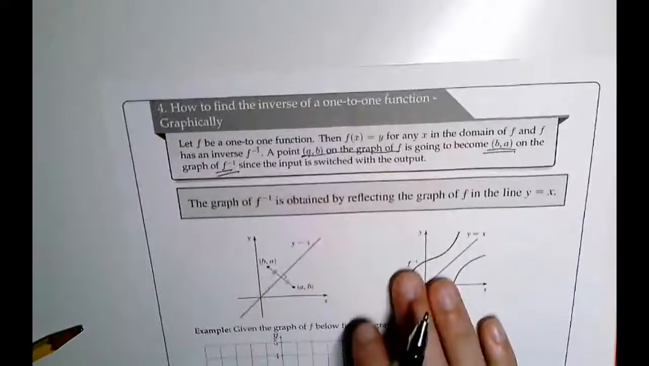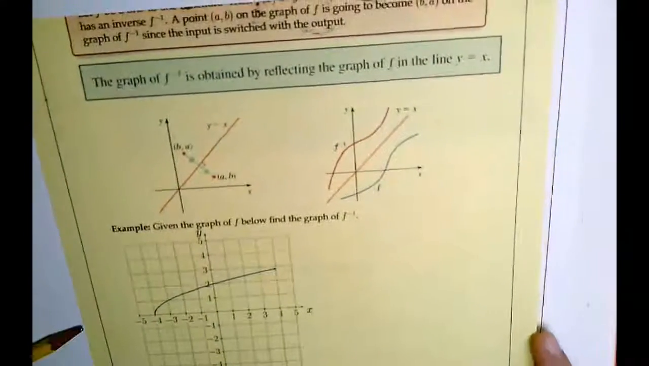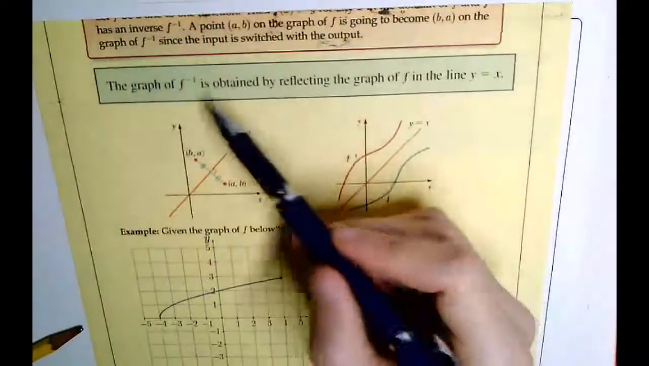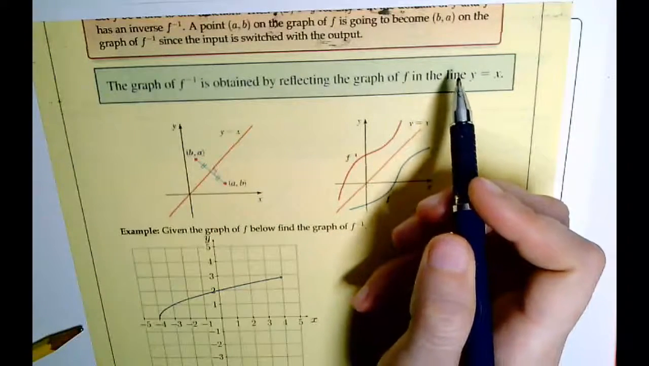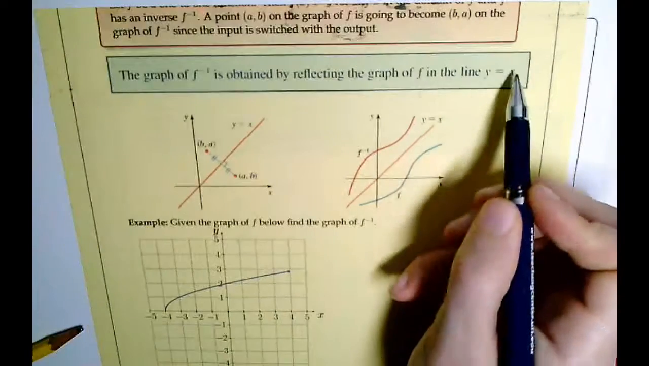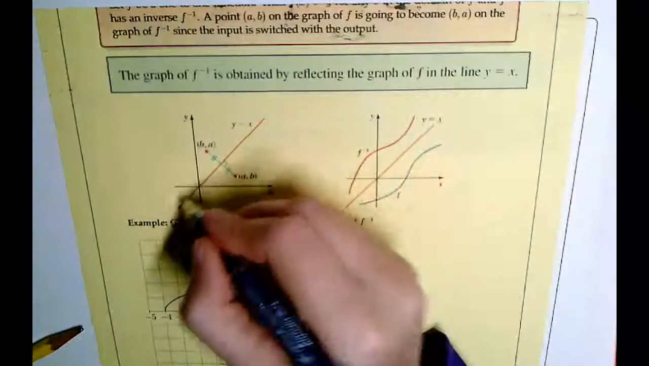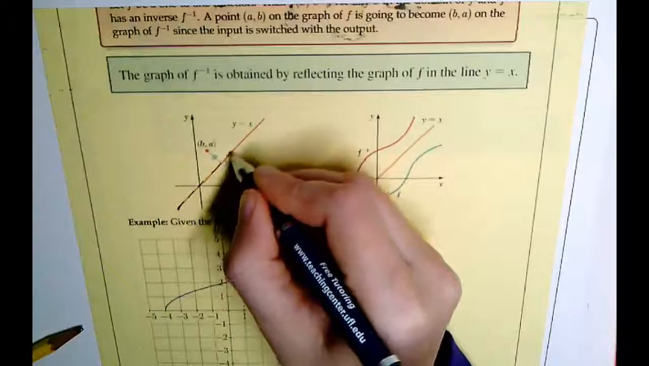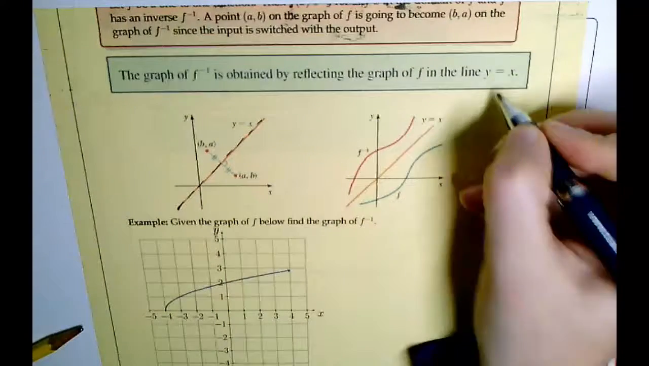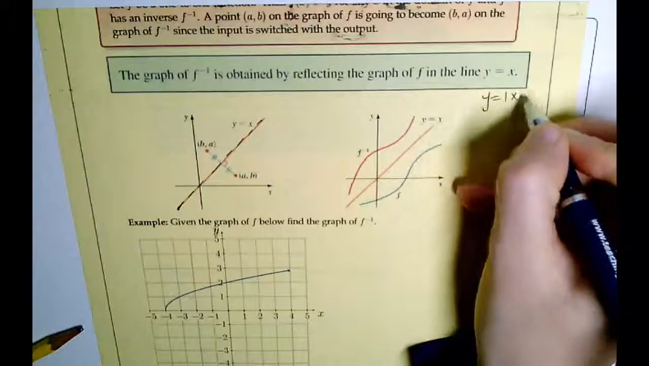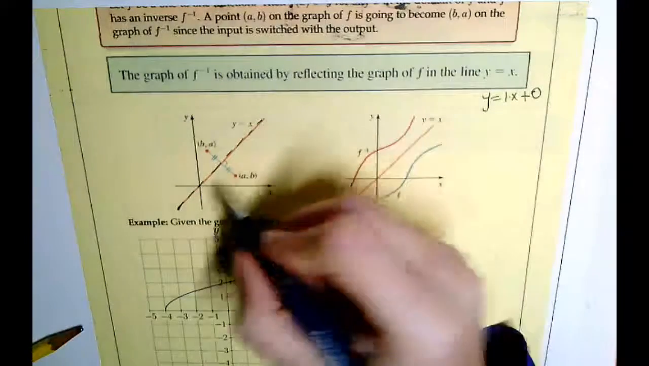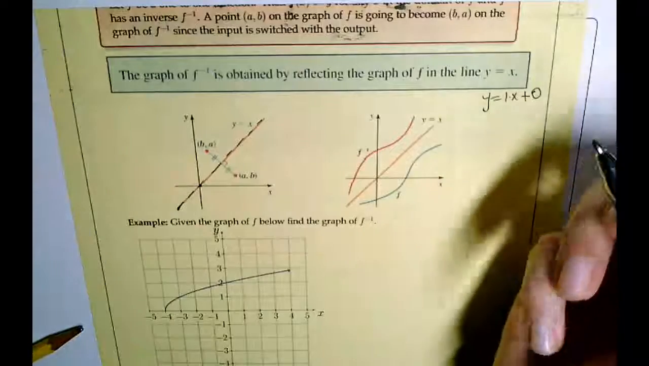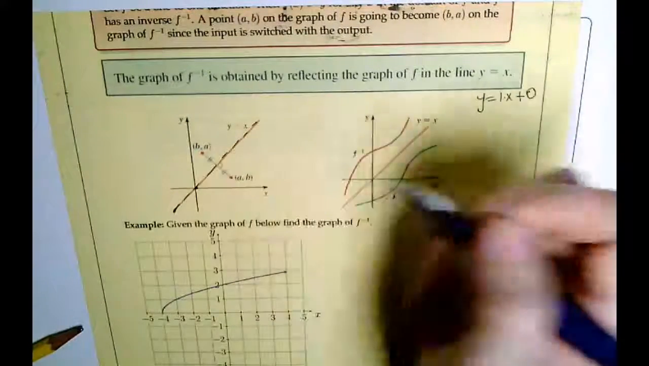So what we say is that the graph of f inverse is obtained by reflecting the graph of f in the line y equals x. It's where y equals x is this line right here. It's a line with slope 1 and y-intercept 0. So y equals 1 times x plus 0. So it goes through the origin and it has a slope of 1.